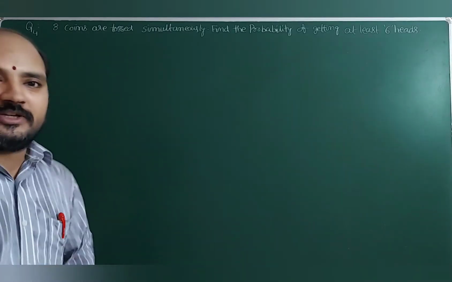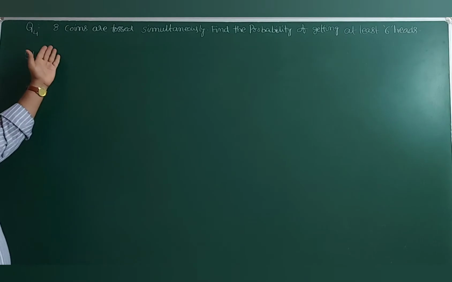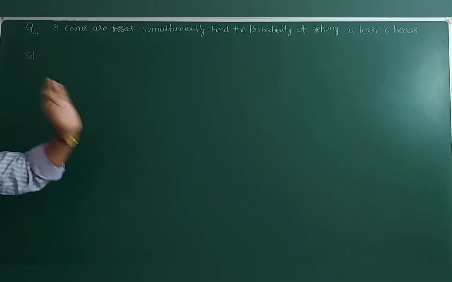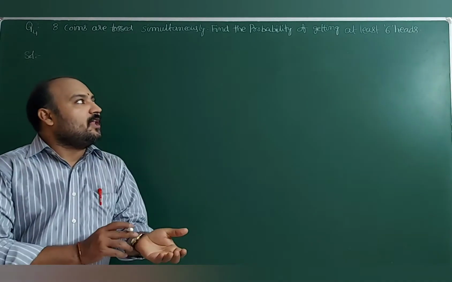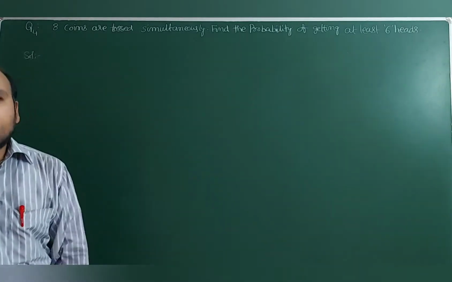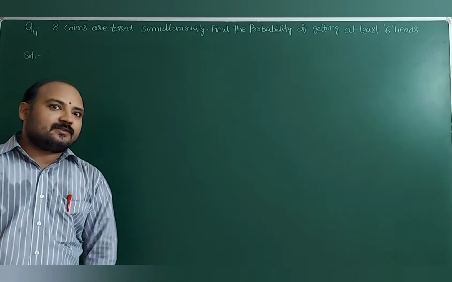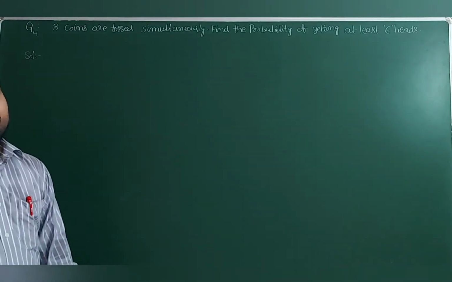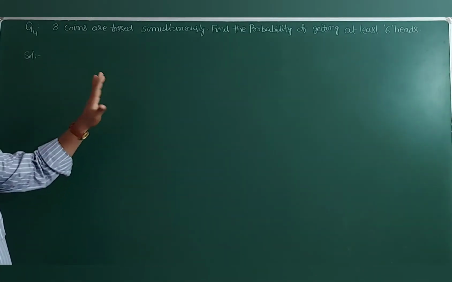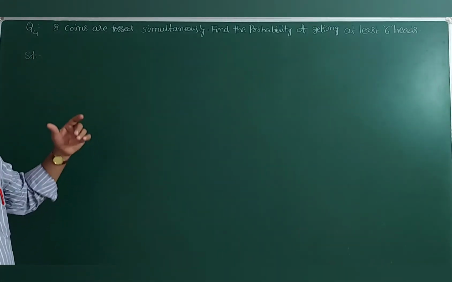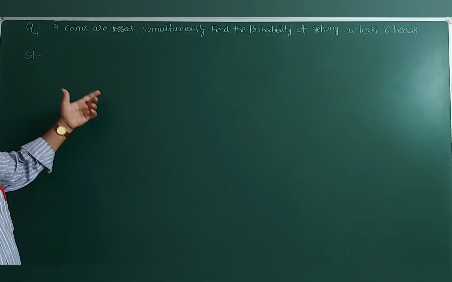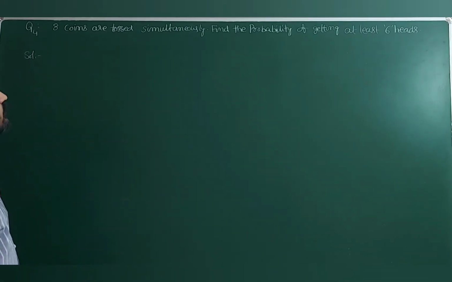The next question, students, question number 4. 8 coins are tossed simultaneously. Find the probability of getting at least 6 heads. At least 6 heads. 8 coins are tossed, so the number of tosses means n is equal to 8.